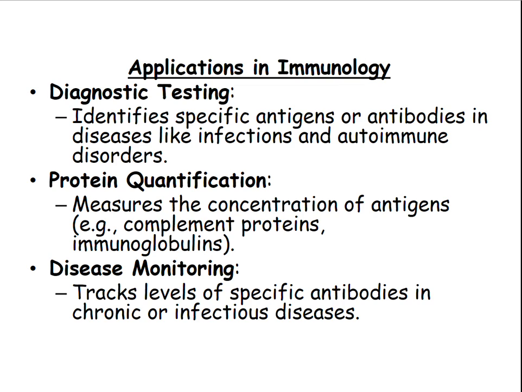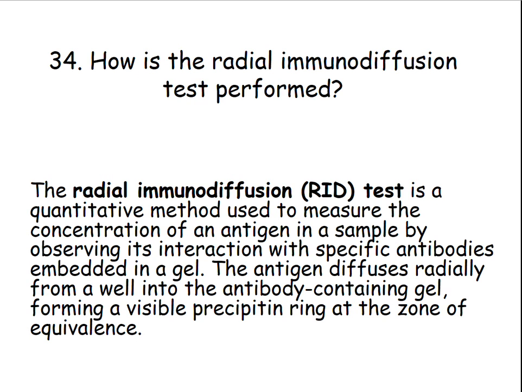Here we have the antigens and antibodies, and they clump together to form the antigen-antibody complex. The applications: we have diagnostic techniques where we identify specific antigens or antibodies in diseases like infections or autoimmune disorders like rheumatoid arthritis and even immunodeficiency syndromes. The second one is protein quantification, where we measure the concentration of antigens, and even disease monitoring by tracking the level of specific antibodies in chronic or infectious diseases.